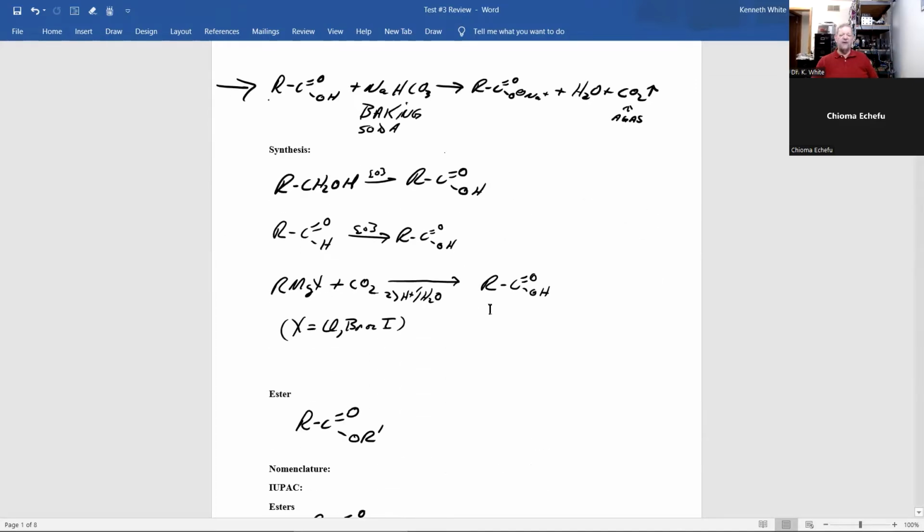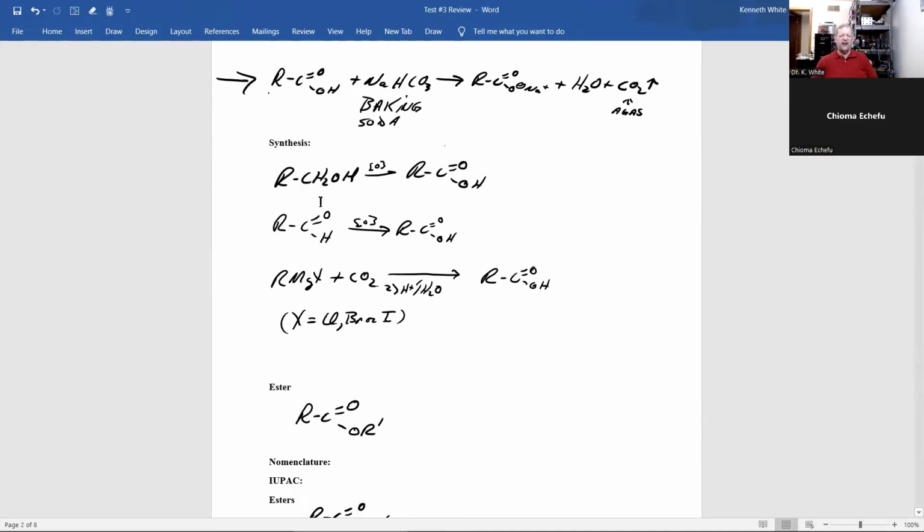All right, how do you make carboxylic acids? You take a primary alcohol and oxidize it, O bracket, O close bracket, oxidize, you get a carboxylic acid. The carbon with the hydroxyl group becomes a carbonyl carbon. If you take an aldehyde and oxidize it, same thing, carbonyl carbon becomes the carbon with the hydroxyl group of a carboxylic acid.